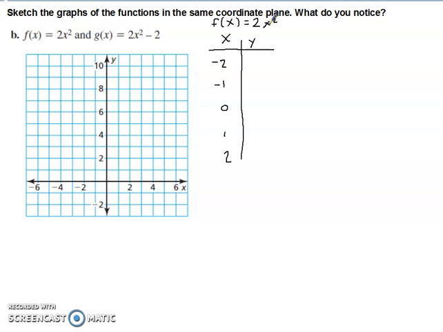-2 squared is +4, and then I multiply +4 times 2 to get 8. -1 squared is 1 times 2 is 2. 0 squared is 0 times 2 is still 0. 1 squared is 1 times 2 is 2. 2 squared is 4 times 2 is 8. So I have -2, 8; -1, 2; 0, 0; 1, 2; 2, 8.